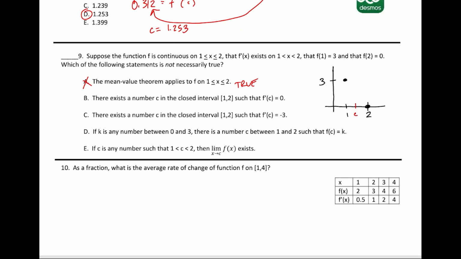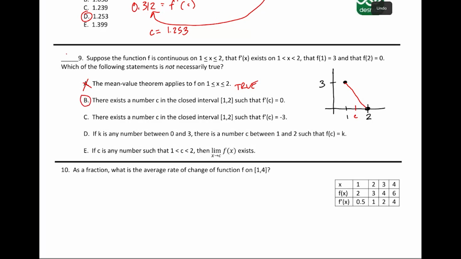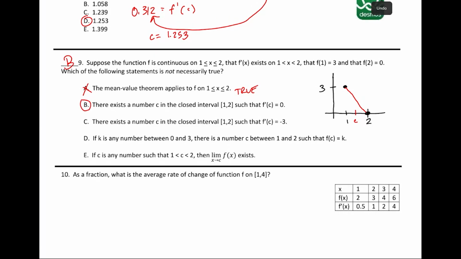B says there exists a number c on the closed interval such that the slope is 0. Well, we certainly could find a way to make that happen. Like if I went like this, there'd be a point here where the slope was 0. But it would also be possible to connect those points without the slope being 0, right? Because all we know is that it's continuous and differentiable on that interval. So this one is not necessarily true. That's looking like it's going to be our answer. But let's go through the rest of these just to verify.